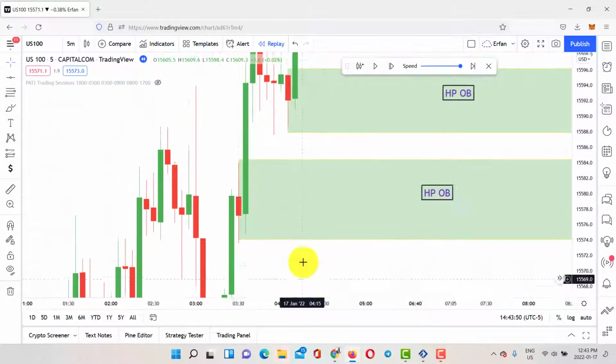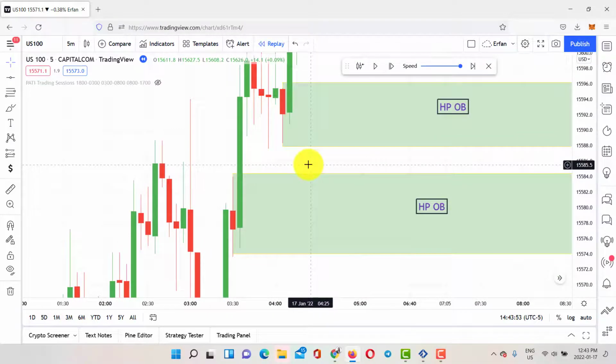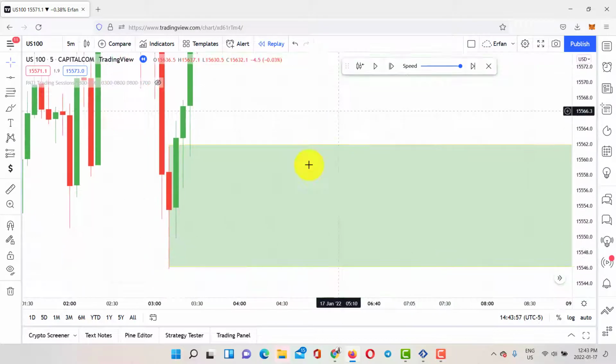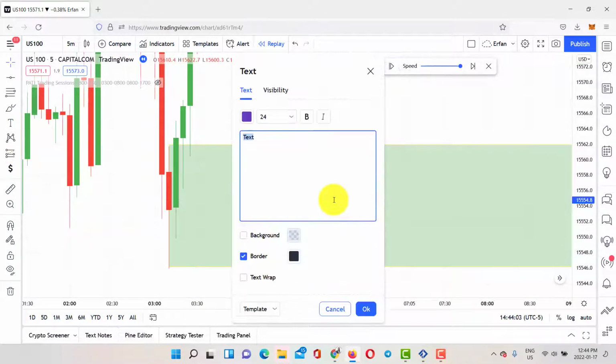If there's a gap in between this order block and the next candle after this spike, then it makes it a high probability order block. But this one is a low probability order block, but it doesn't mean it doesn't work. It's just low probability. It's not invalid. If it's invalid, we don't even draw this line.